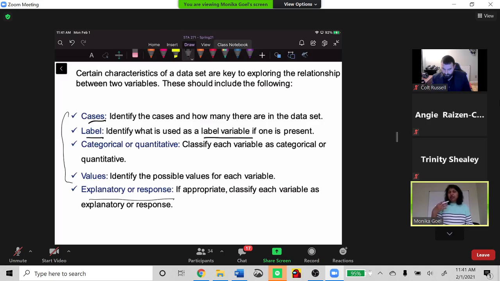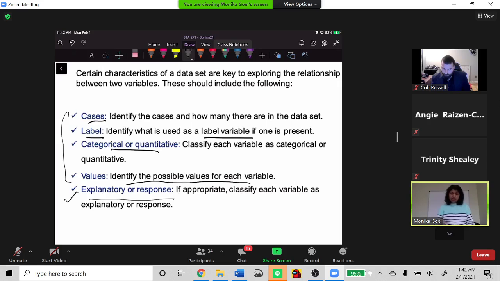like A students, freshman students. Let's say my individuals are UNCG students, and I'm labeling them as freshman, junior, senior, sophomore. So I'm labeling them. And then categorical, quantitative variables, we know how to identify those. And then identify the possible values for each variable.